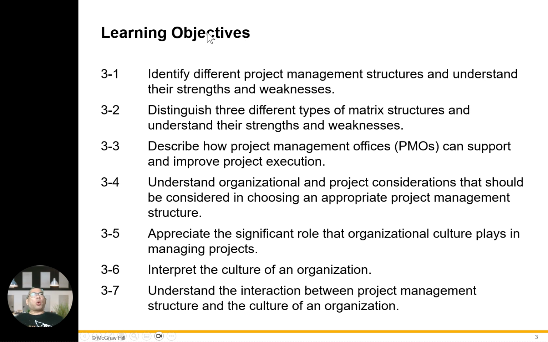What are the learning objectives for this chapter? Number 1 to 7. Number 1, identify different project management structures and understand their strengths and weaknesses. Number 2, distinguish three different types of matrix structure organizations and understand their strengths and weaknesses. Number 3, describe how the project management office, which is PMO, can support and improve project execution.